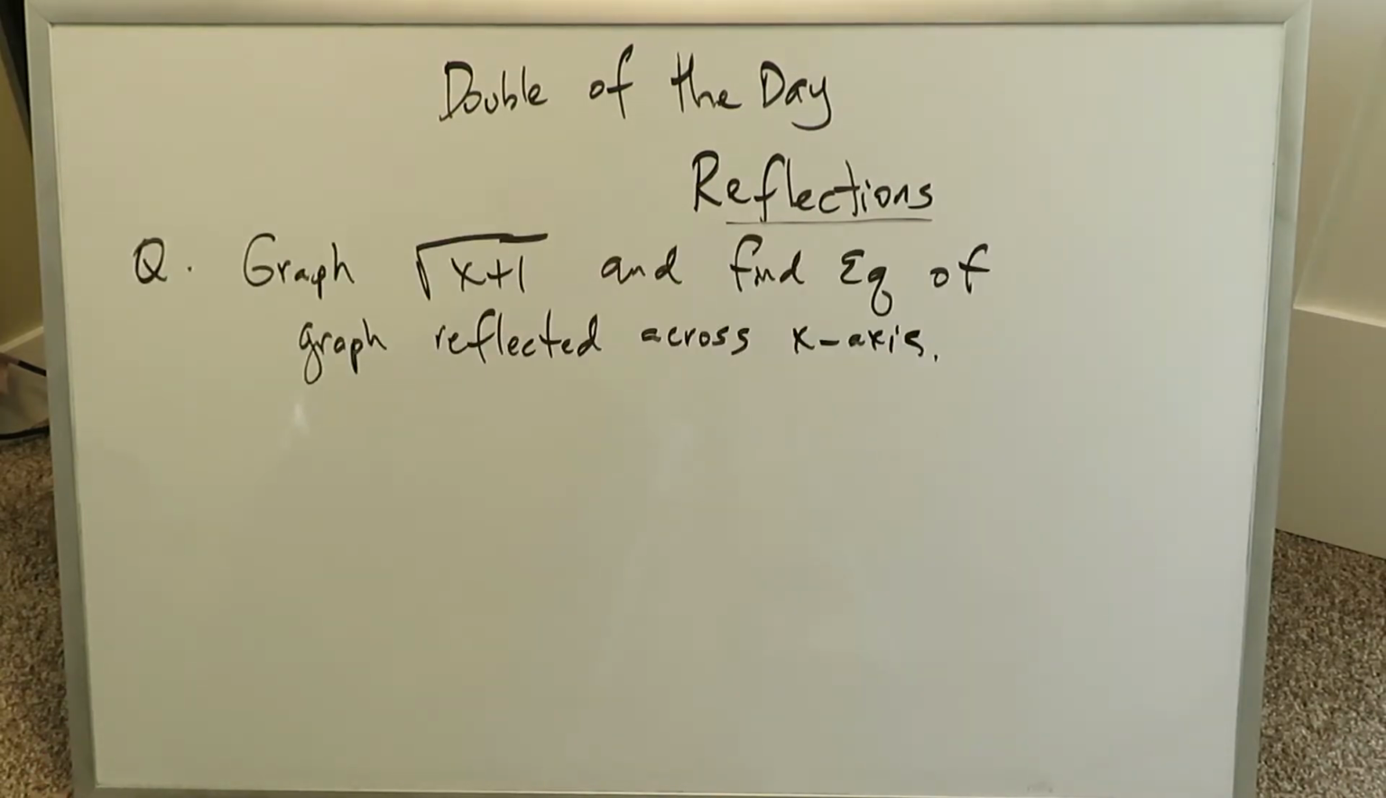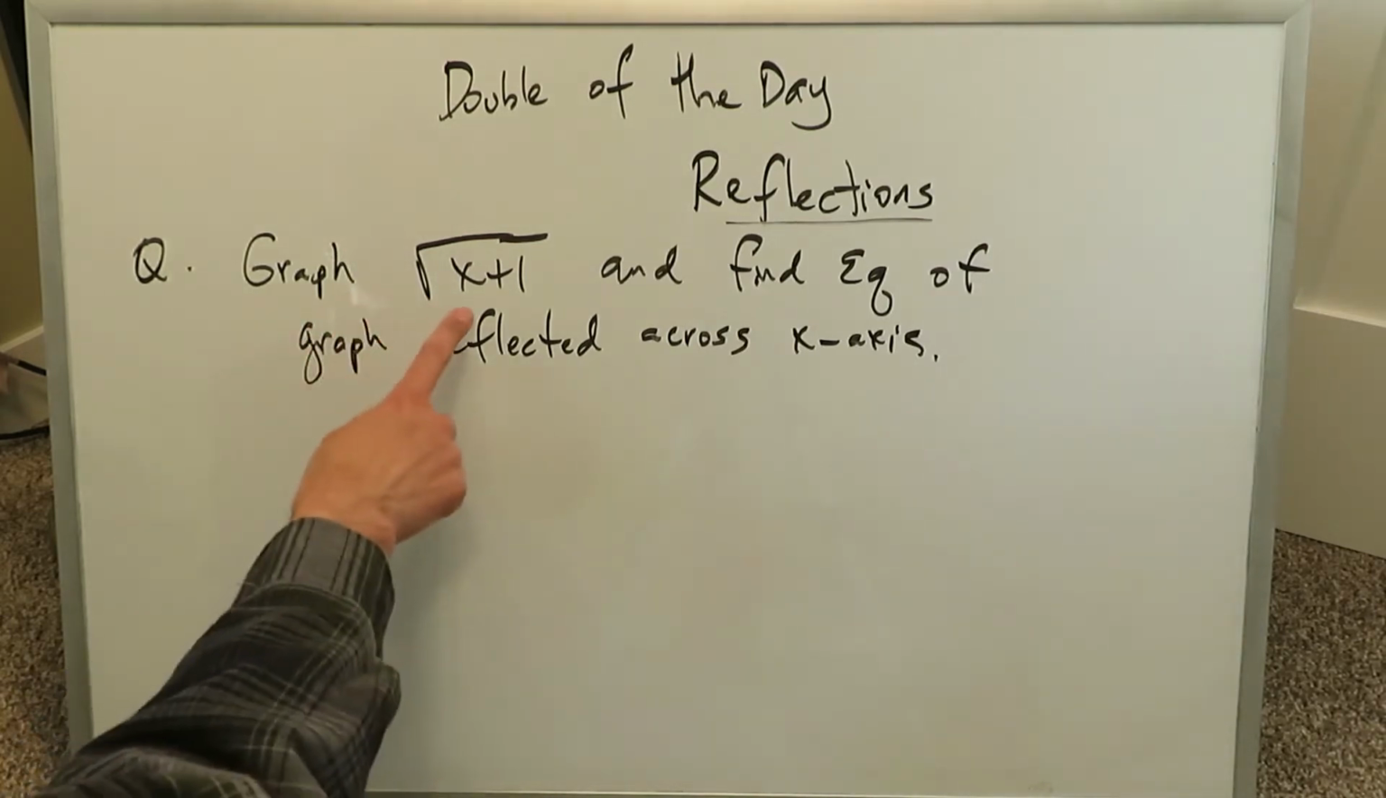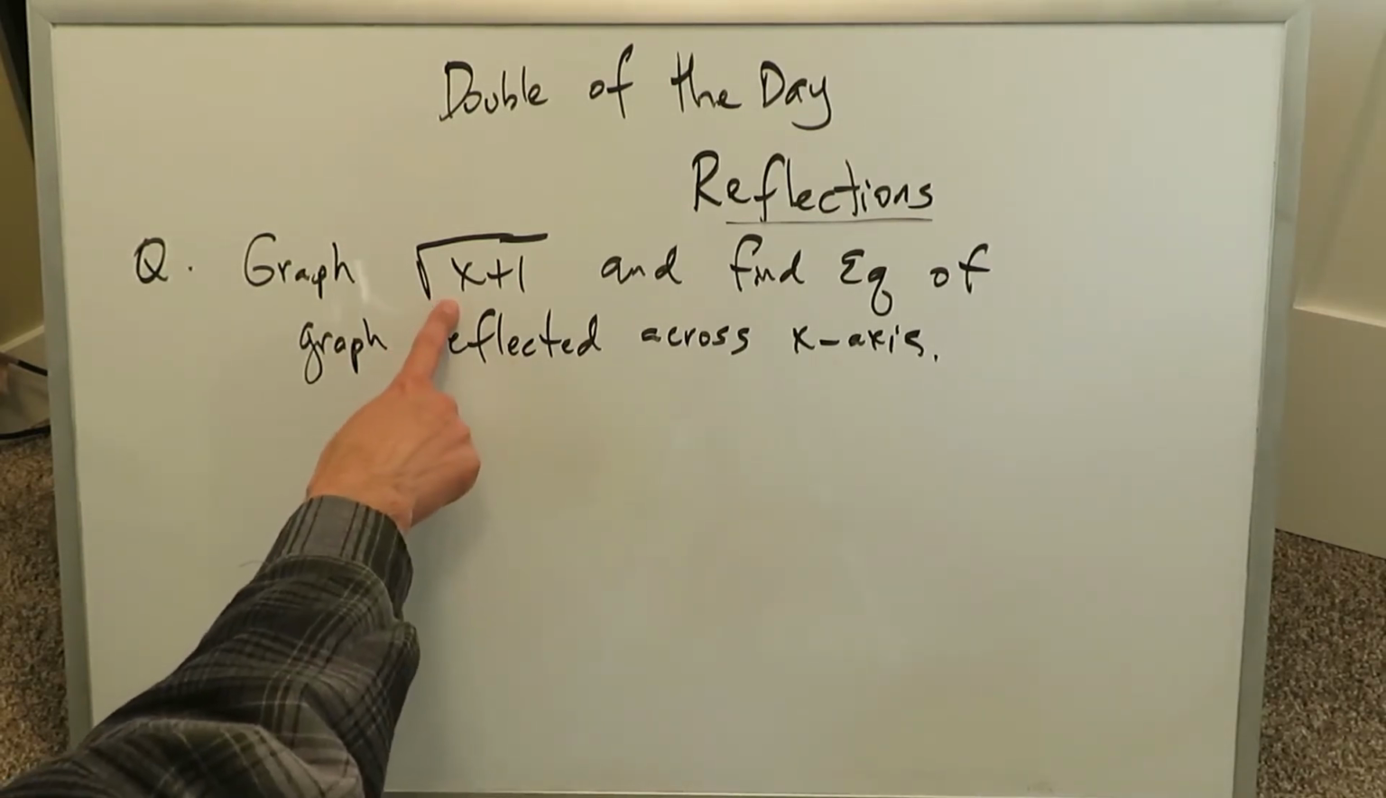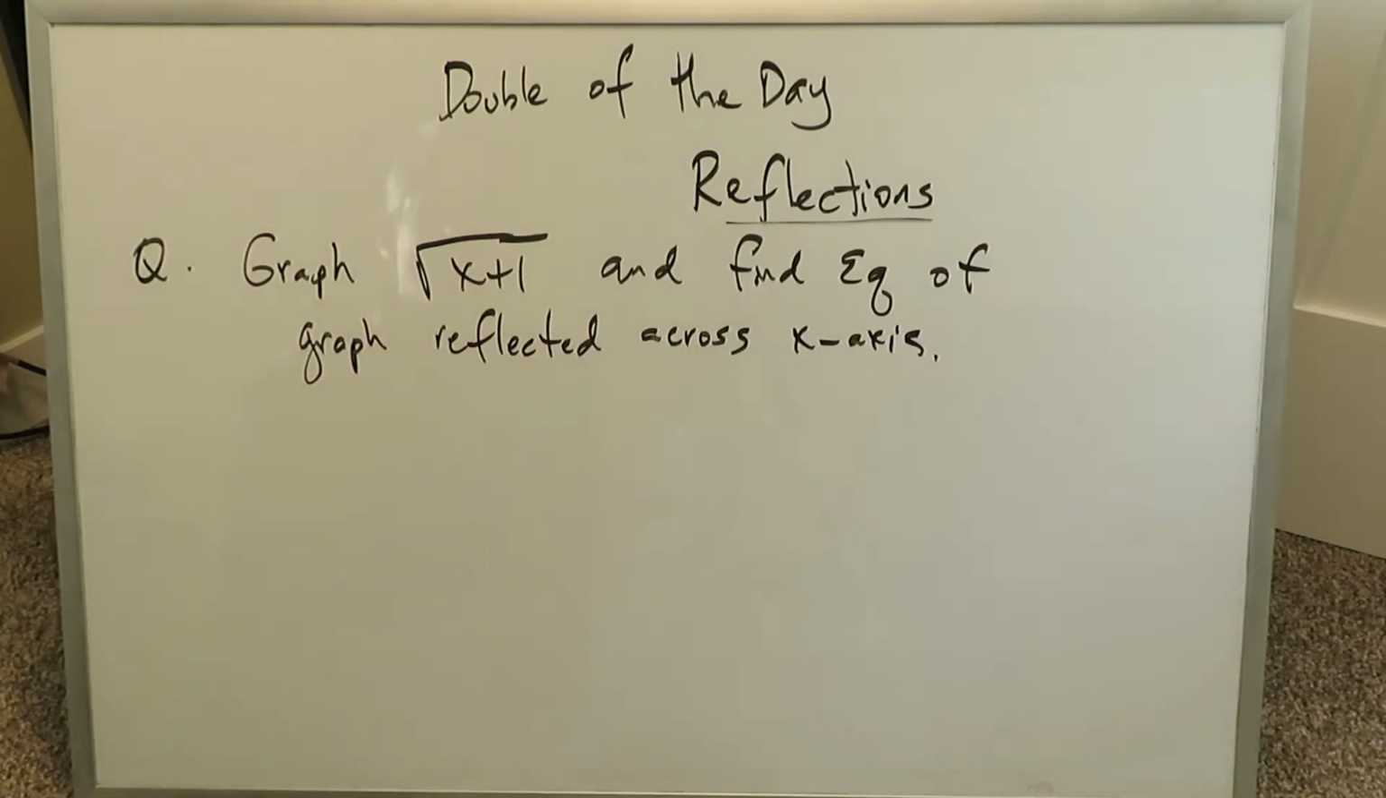Alright, first question. Remember, these have to be specific and they have to be meaningful in the sense that you can do something in terms of the type of questions you can see, because they're not going to be general, they'll usually be specific. We have a specific graph over here, a radical graph. Radical graphs are excellent for understanding reflections. Graph root x plus 1 and find the equation of a graph reflected across the x-axis.